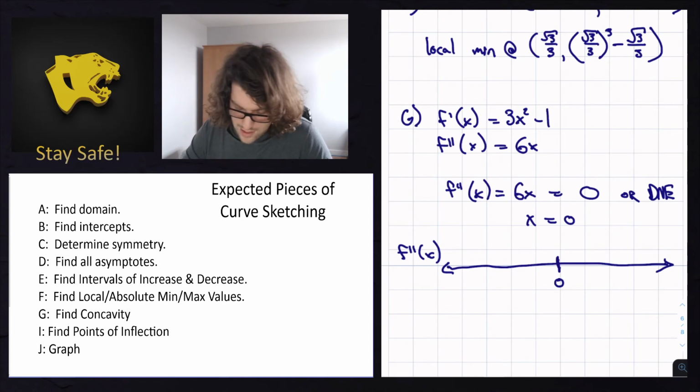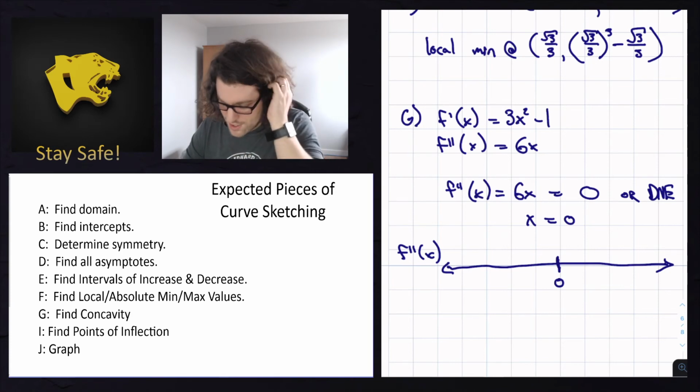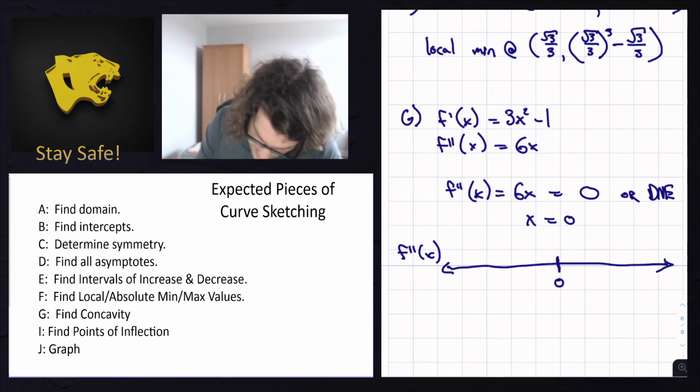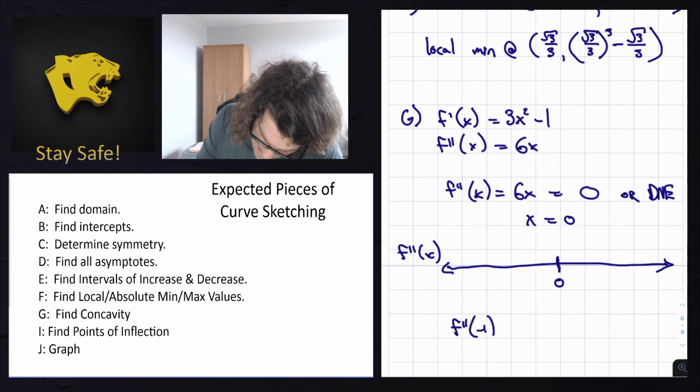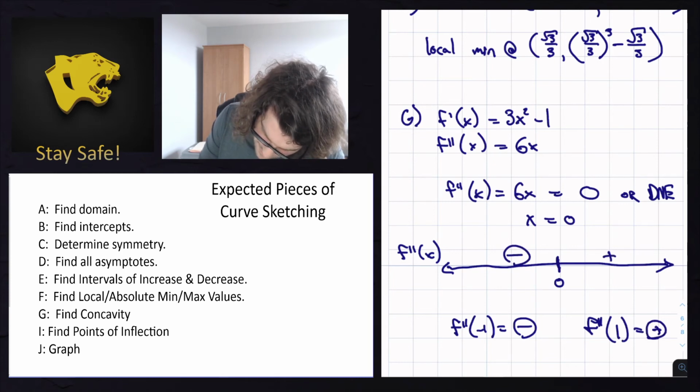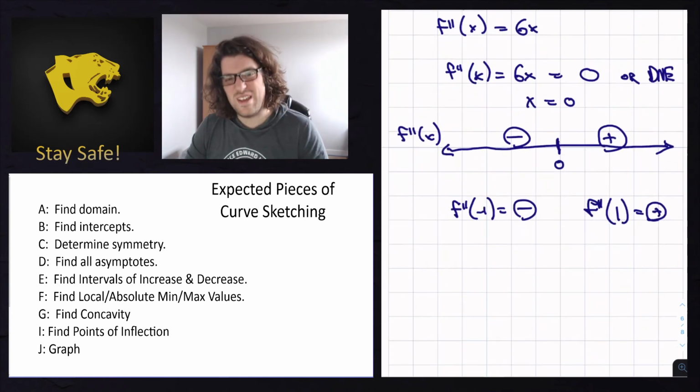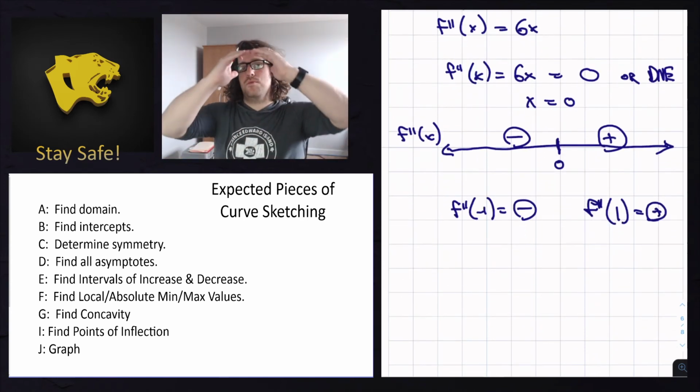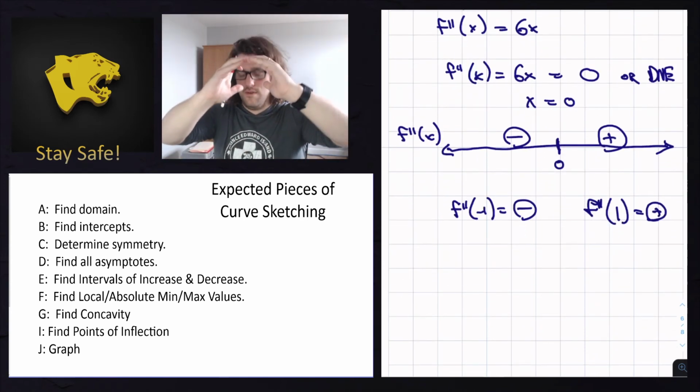So if I test a negative 1 in here, we'd have the second derivative, 6 times negative 1, which would give me a negative value. And the second derivative, if we test the positive 1 in there, gives us a positive value. So negative over here, positive over here. What does that end up meaning? Second derivative being negative is what we discussed earlier as being concave down.